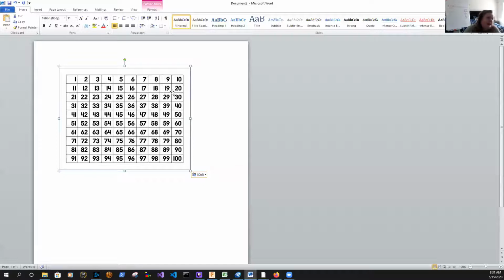Then when I get to 20, the pattern becomes I have a 2 in the tens place. So we go up by 1 number in the tens place every time. Look here, 10, then we have a 20. The tens place just goes up by 1 number.